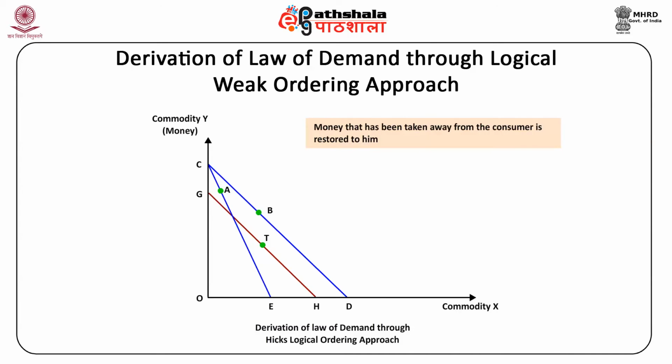Let the money that has been taken away from the consumer is restored to him. With this increase in income, whether the consumer will buy more of commodity X or less at T cannot be explained with the help of consistency test. But empirical evidence shows that in most of the cases, the consumption of a commodity increases with the rise in income.